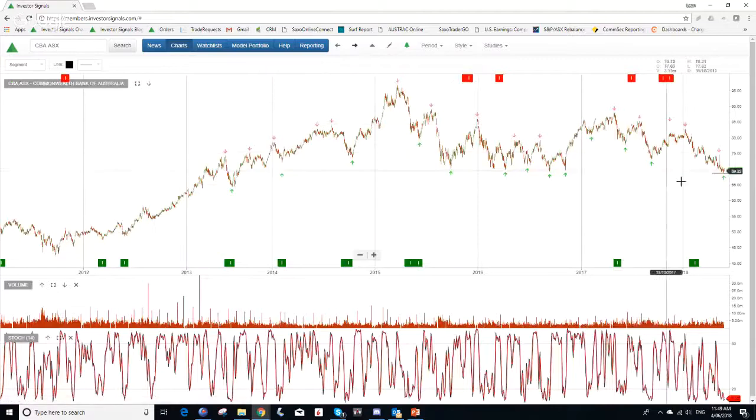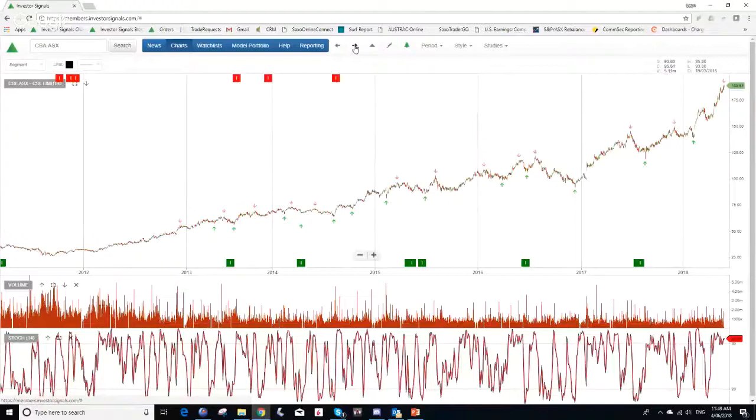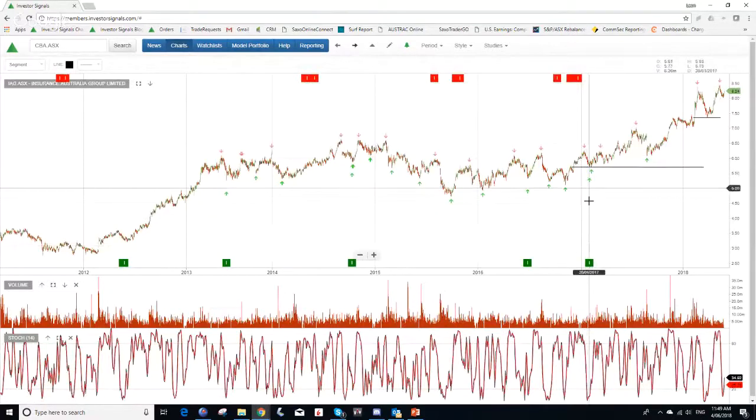So CBA, oversold down here at $69 and still sits within our model portfolio. We'll look at the performance of these at the end before I move on to the top 50 model. CSL continues to do well, originally added to the model back here in May. And then Insurance Australia Group added to the model in early 2017, and it's been one of the better performing stocks. And from a short-term perspective, we own Insurance Australia Group in client portfolios, and we've been selling covered calls. We think the stock's close to full value where it is at the moment.